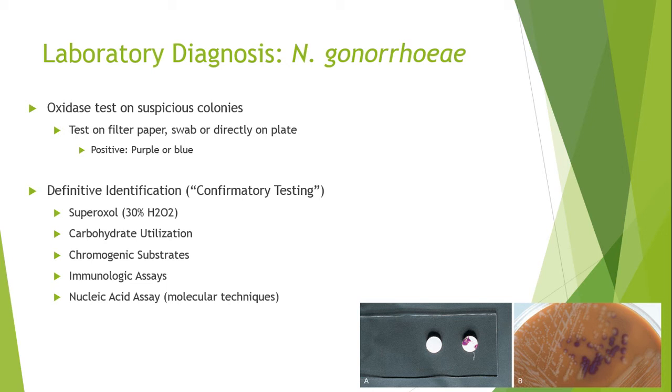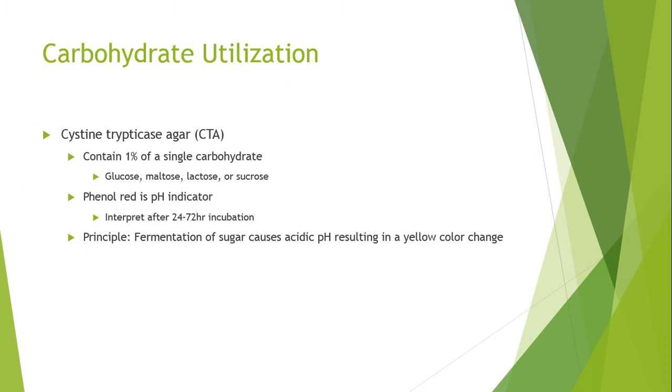Chromogenic substrates. We'll do the Neisseria enzyme testing kit in lab today, and that's a chromogenic substrate. We're going to look for certain enzymes that gonorrhea will produce that other Neisseria don't produce. Immunologic assays, like agglutination methods, using an antibody to identify a colony. If you use an anti-gonorrhea antibody and you mix it with your colony and you see agglutination, that tells you you have gonorrhea, right? And then there's nucleic acid testing or molecular techniques that we'll talk a little bit about just so that you're aware that they exist.